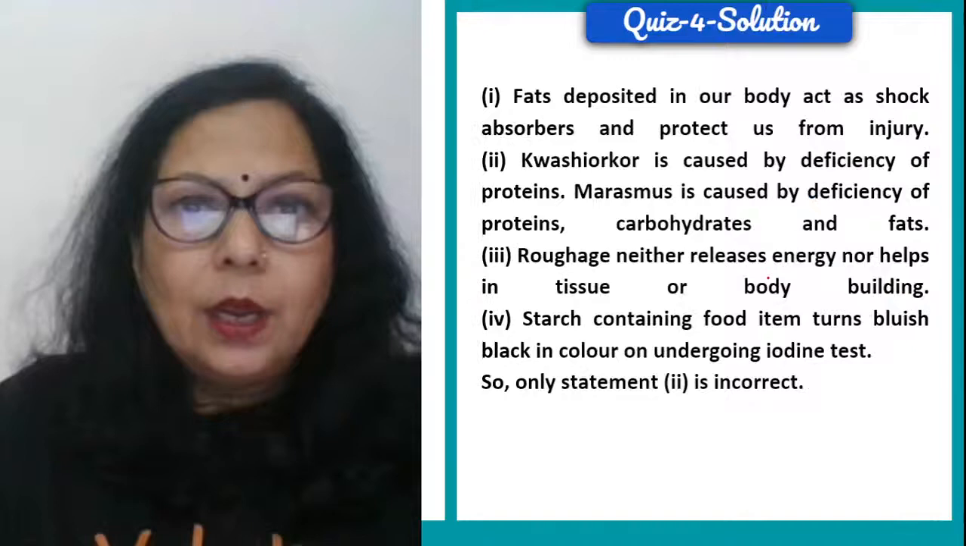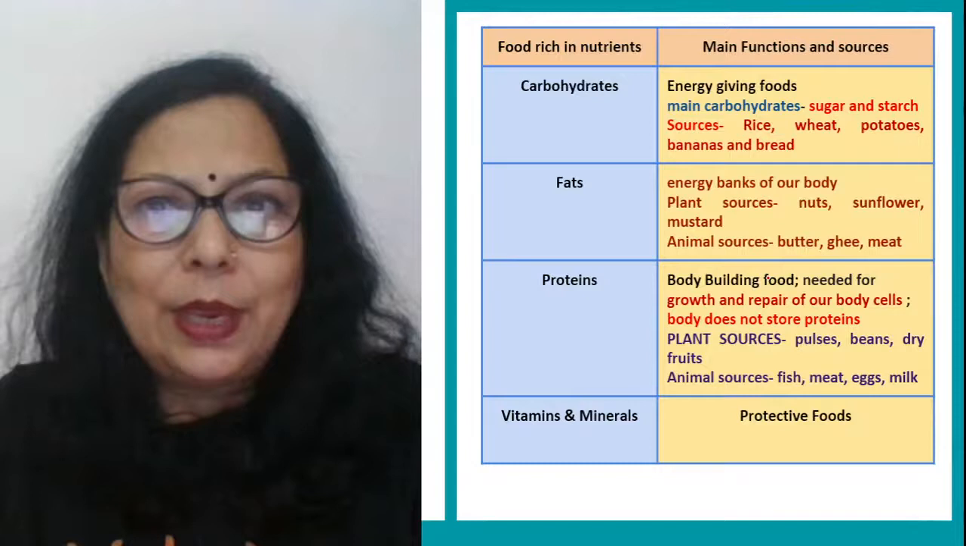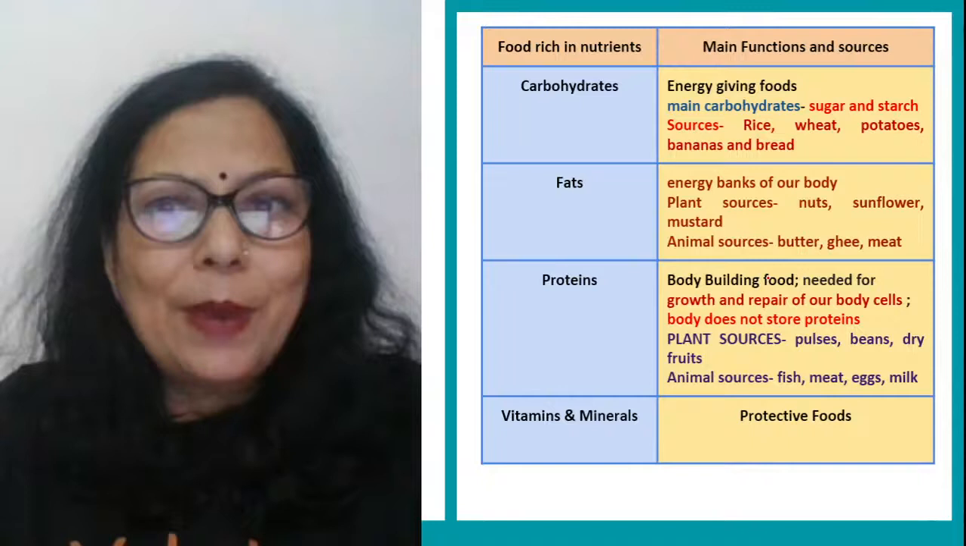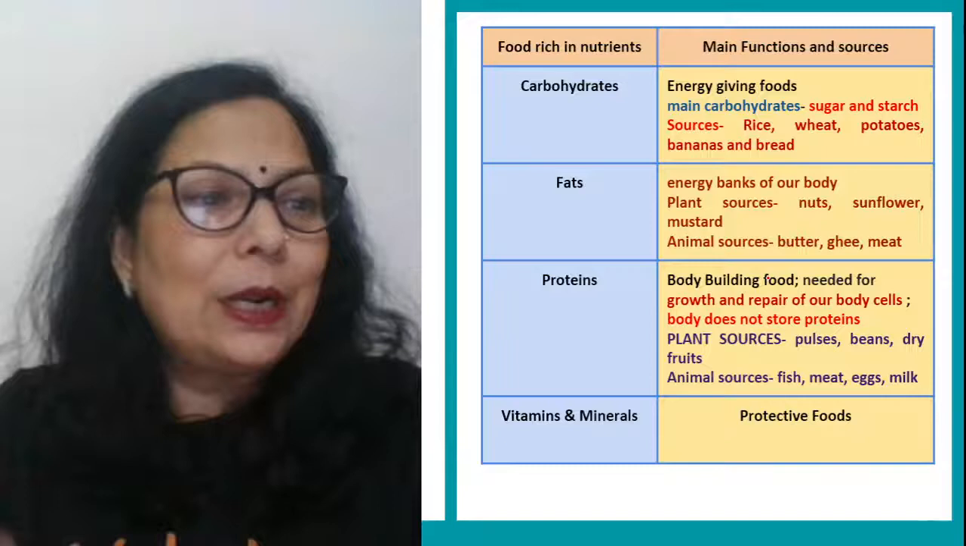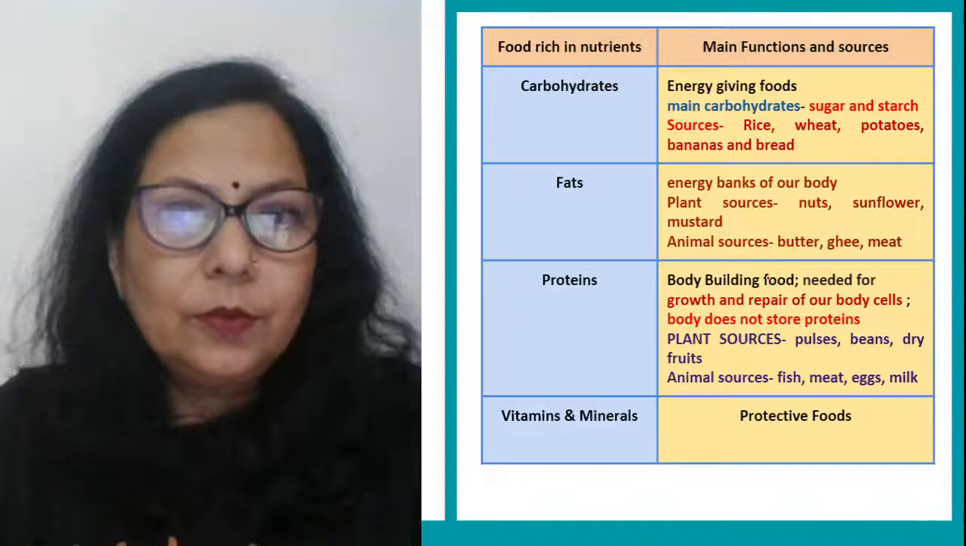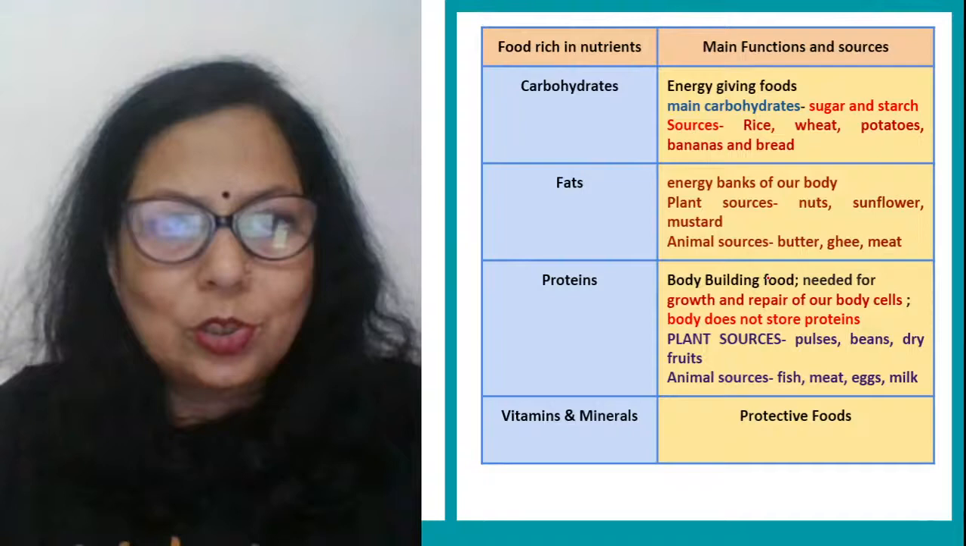Next, fats. Okay, we have discussed this. Carbohydrates are the energy giving foods. Mainly sources are rice, wheat, potato, bananas and bread. Fats are the energy banks of our body. They are present in nuts, sunflower, mustard. Fats can be of good cholesterol and bad cholesterol. Ghee and butter are bad cholesterol. Children can take it, but not the elders, those who have more fats. Nuts have the good cholesterol fat. Then proteins are the bodybuilding food needed for growth and repair of our body cells, and the body does not store proteins. And vitamins and minerals are the protective food.